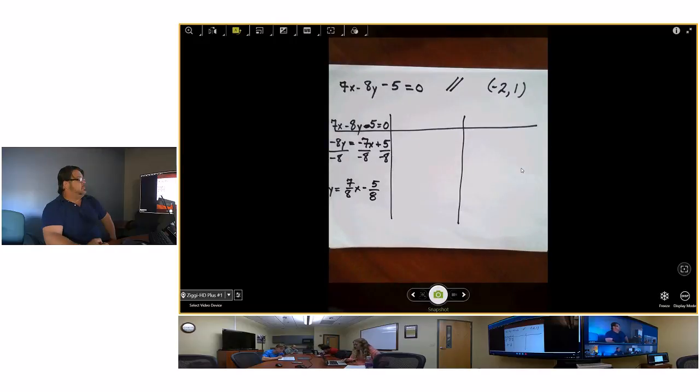Now, for those of you that are heading to business and accounting, you better get used to doing these type problems. Because they're going to want to find parallel lines, they're going to want to find perpendicular lines all the time.